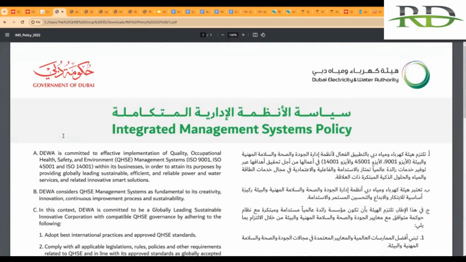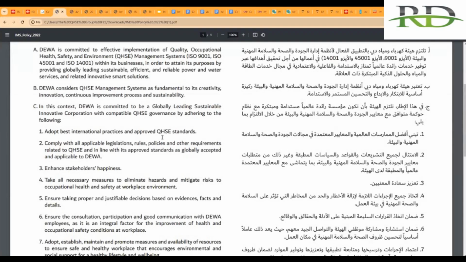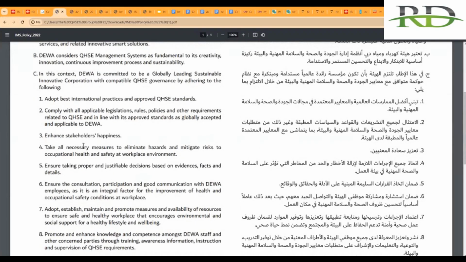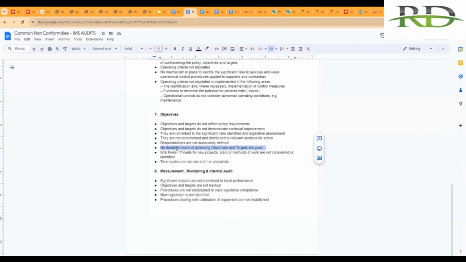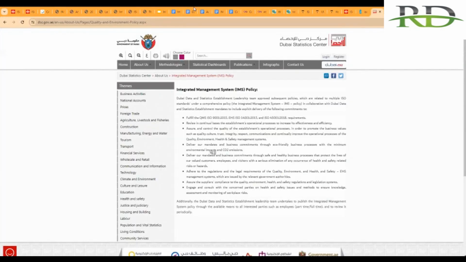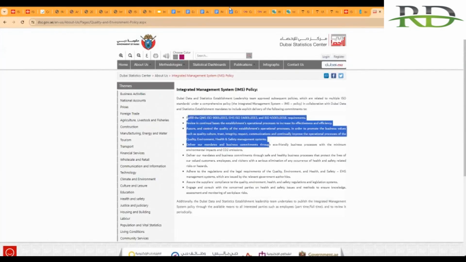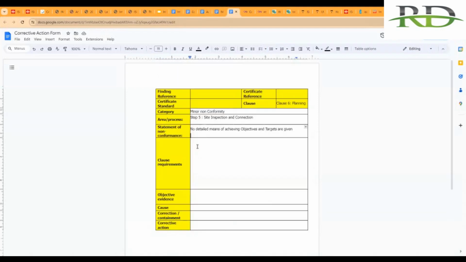There can be objectives, like they want to take all necessary measures to eliminate hazards and mitigate risk to occupational health and safety in the workplace environment. But when you look into it, there is really no solid plan on how it is going to be achieved. They can write a lot of things, whatever they want to fulfill, but sometimes there is no substance to it. So that is another common non-conformity that I usually see.